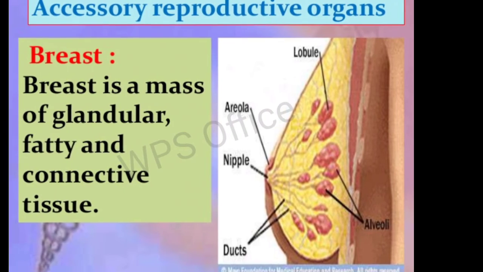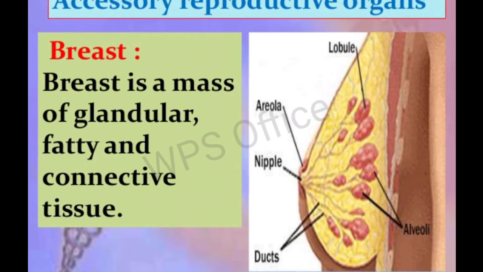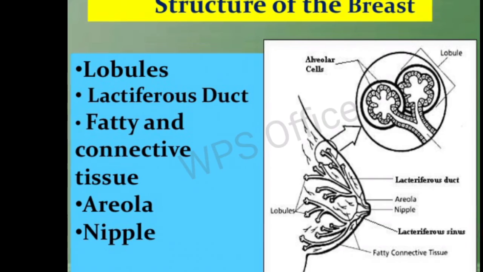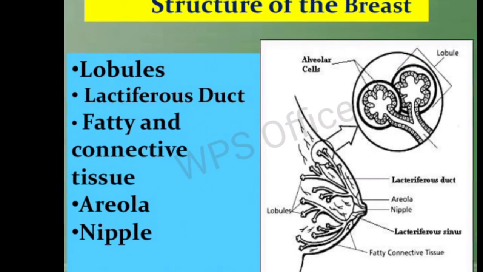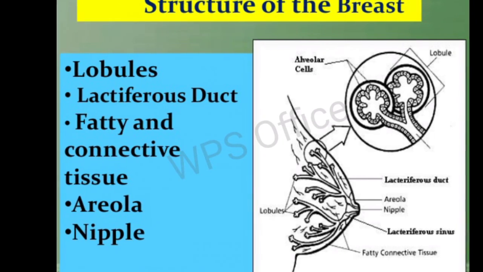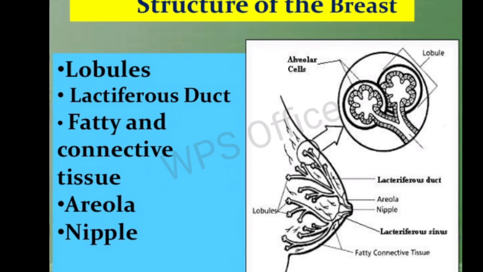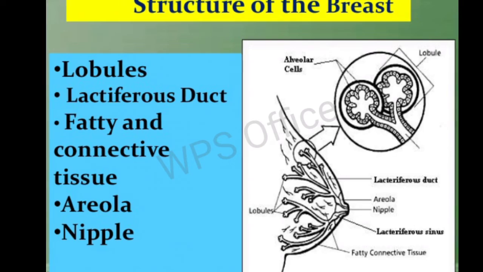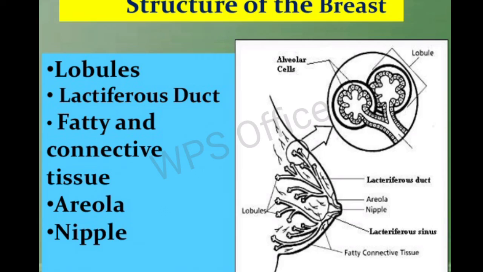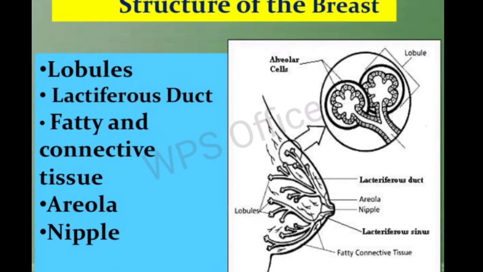Then the accessory reproductive organ includes the breast. The breast is a mass of glandular, fatty, and connective tissue. The areas which come under the breast are the lobules, lactiferous duct, fatty and connective tissue, areola, and nipple. So the alveolar cells we can see are inside the lobules. Various lobules are there inside the breast, and under this lobule lie the alveolar cells.